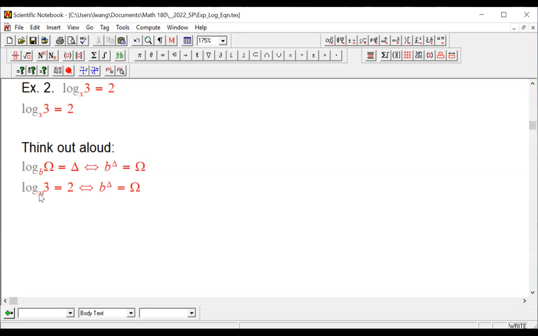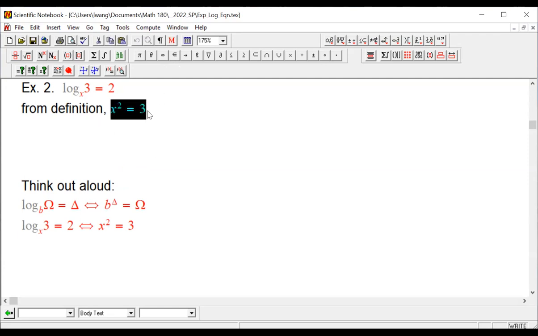It tells me the base is unknown. Base is B, B is x, and this is the base. Triangle is 2. Omega is 3. There we go. So from the definition, from here, I got x squared equals 3.